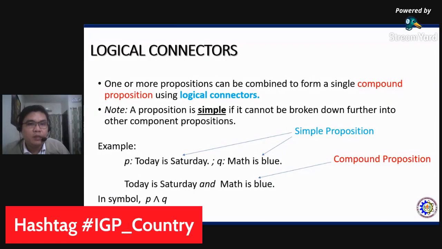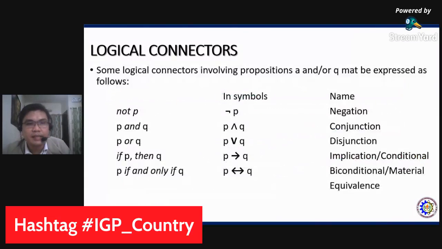The given compound proposition, today is Saturday and math is blue, can be written in symbols as P and Q. If today is Saturday is represented by the proposition P and math is blue is represented by Q, then we can write it in symbols as P and Q using this symbol, conjunction, which is similar to a hat. This is read as P and Q. More about the logical connectors in the next slide.